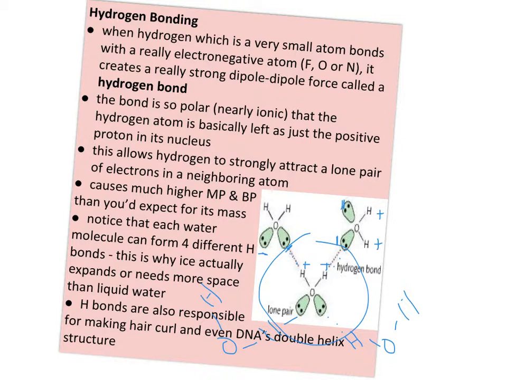Hydrogen bonds are also responsible for making hair curl. It's this cross bonding that goes on. It's even responsible for the double helix, the curled structure of DNA.